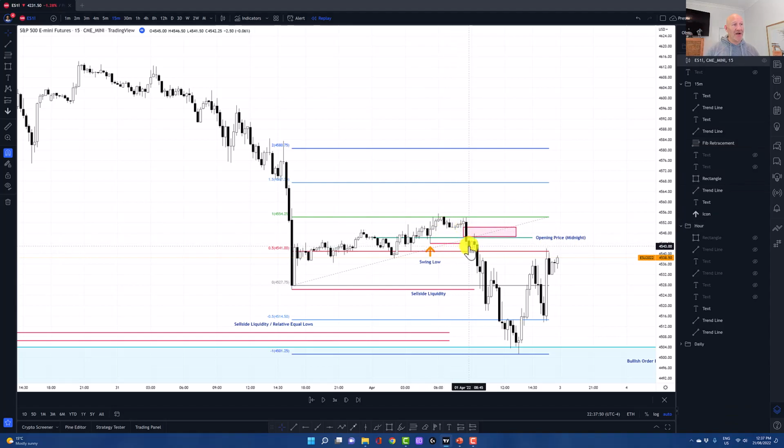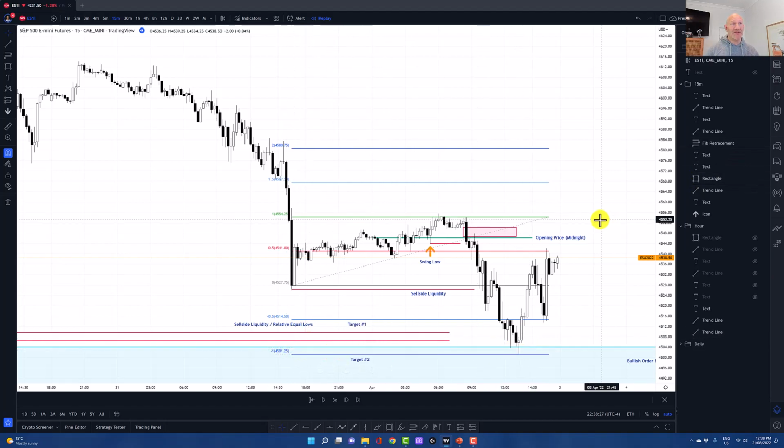And then you can see the market trades back up into it before trading lower. You can see it takes out this sell side liquidity before trading all the way down through these relative equal lows into the bullish order block. You can see it goes through the level of the top of that bullish order block and tags, with very high precision, the fib marking just here.